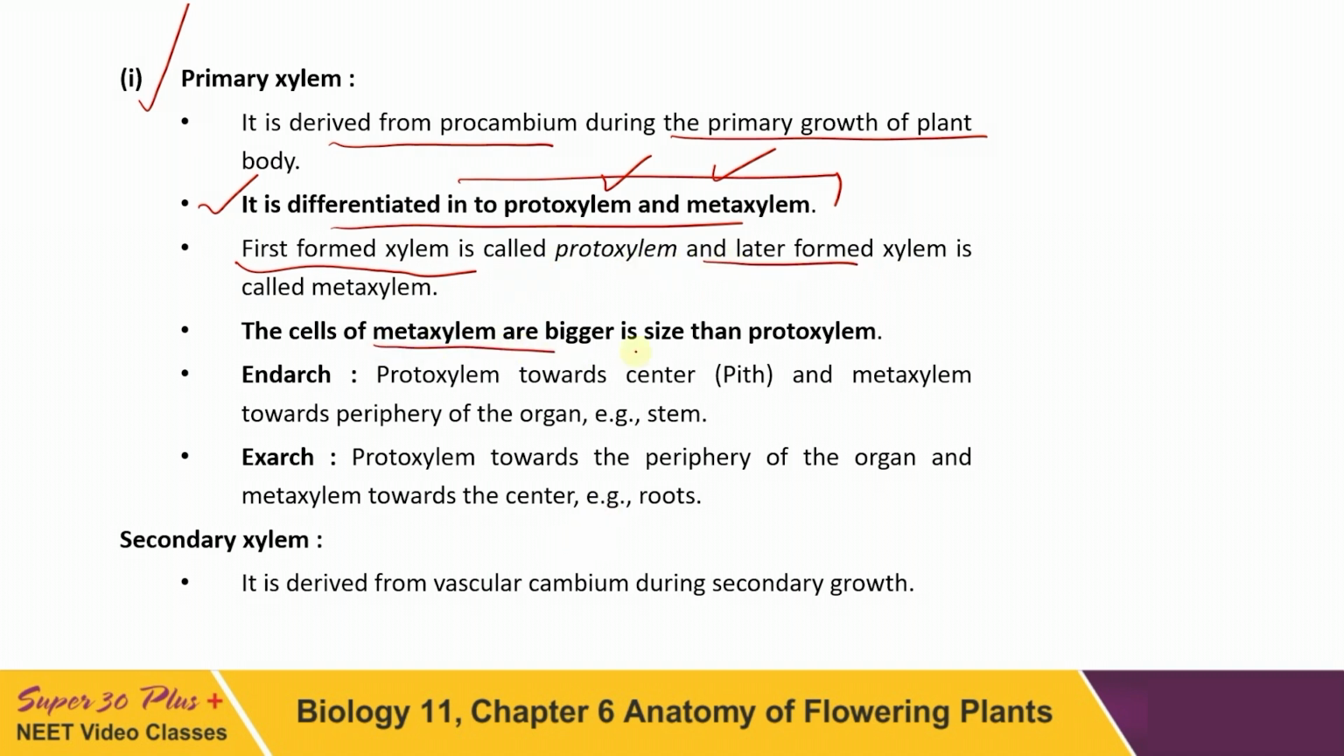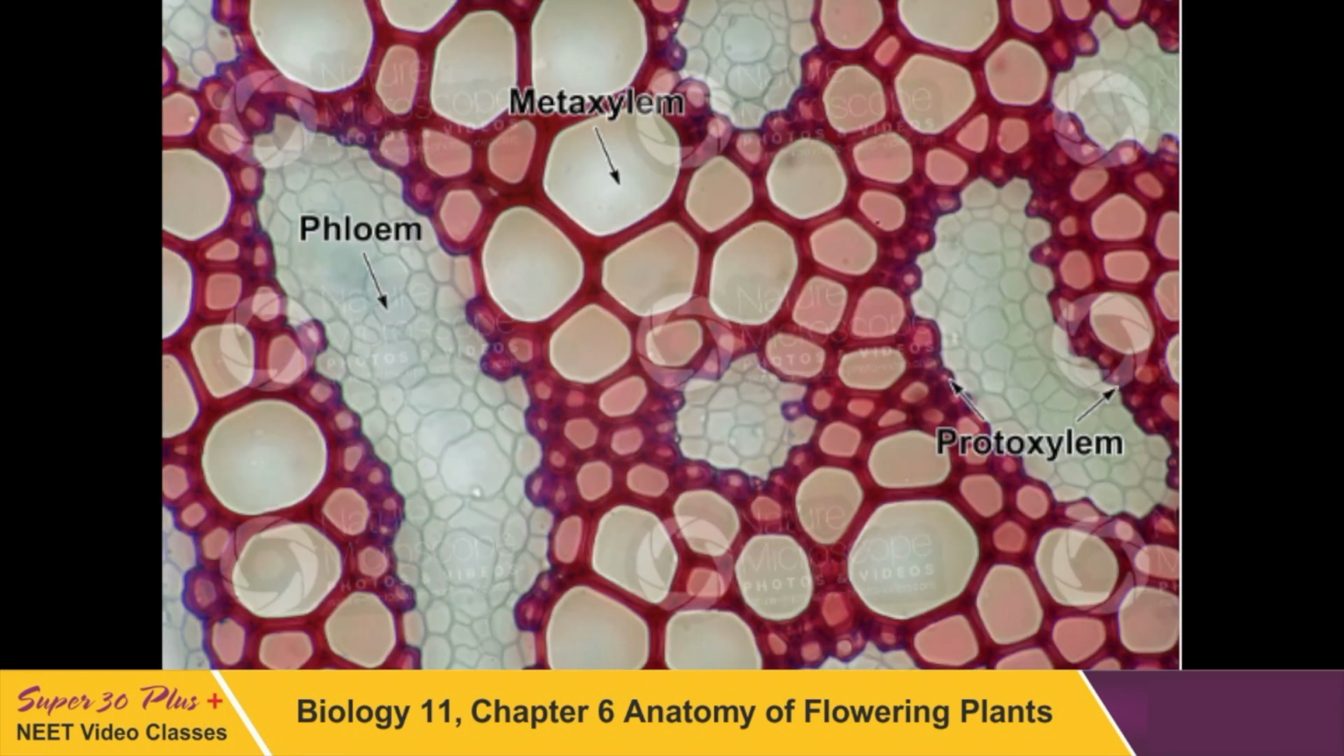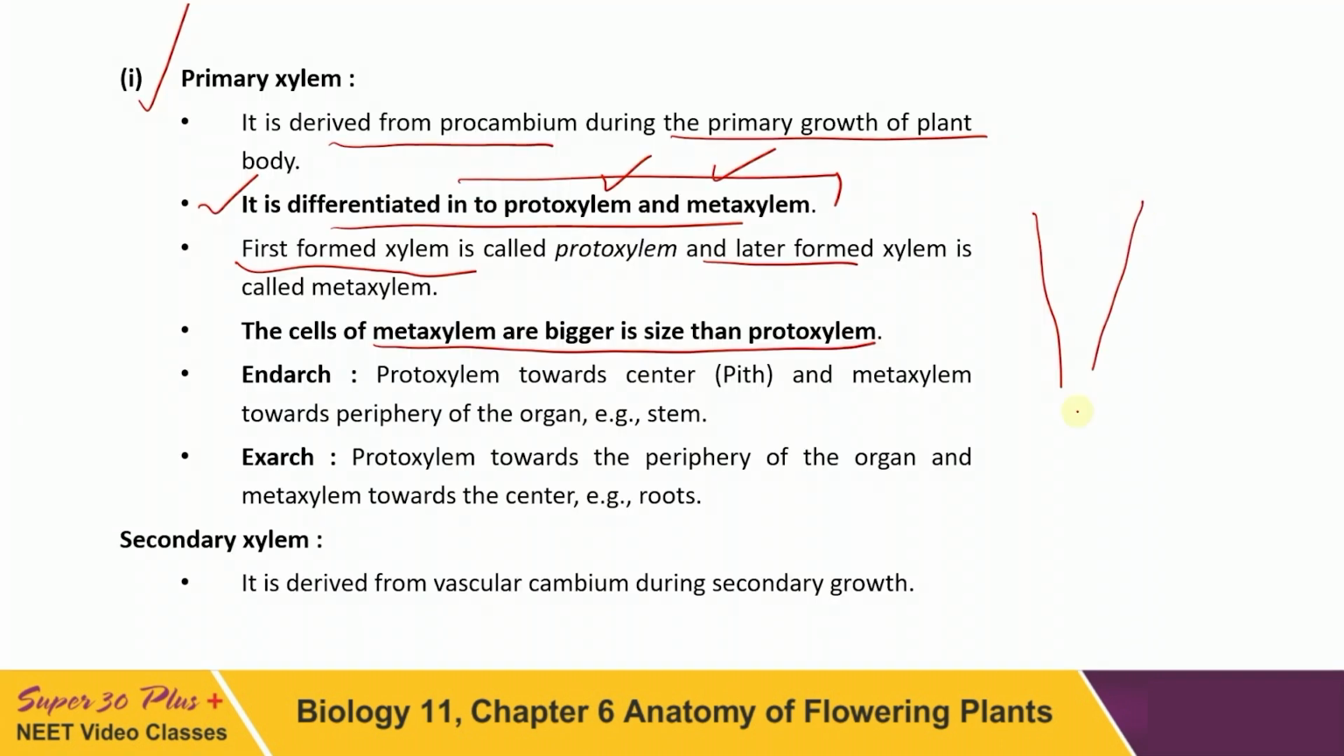Cells of the metaxylem are bigger in size than protoxylem. I can tell you in that way. This is the xylem, and this one is called protoxylem.